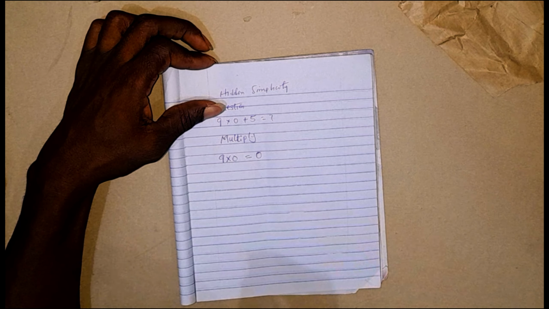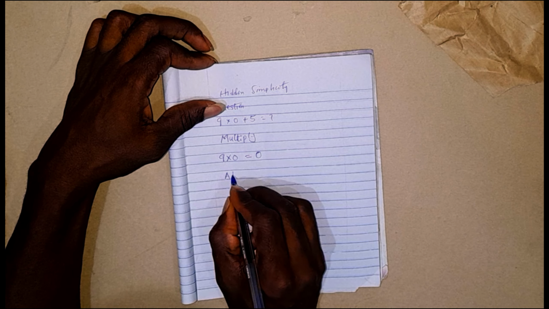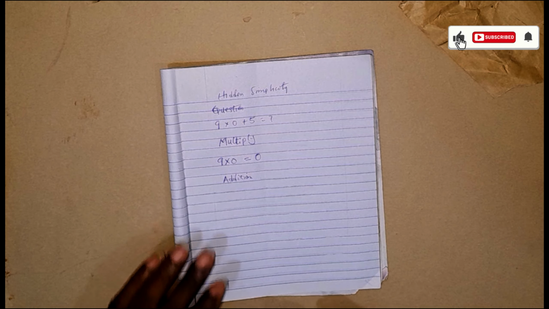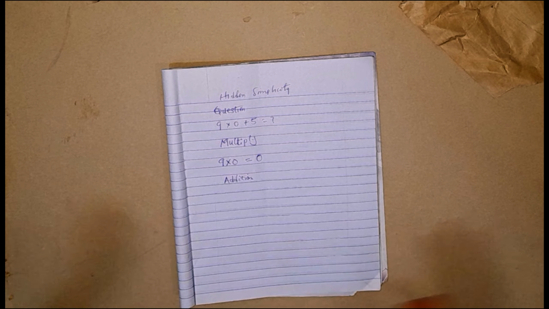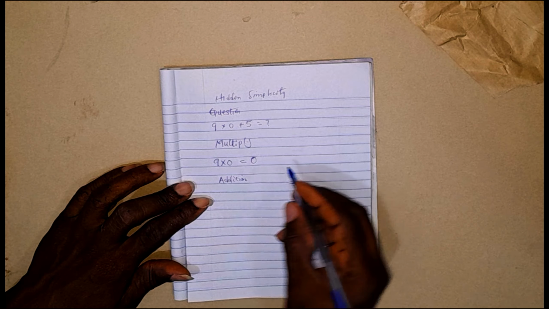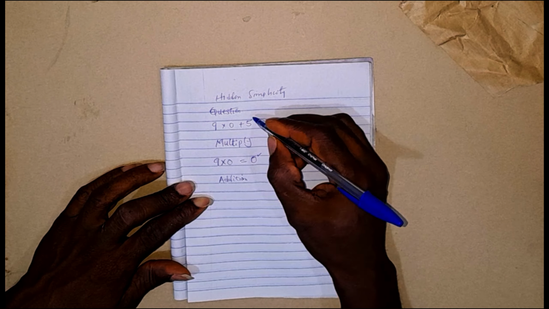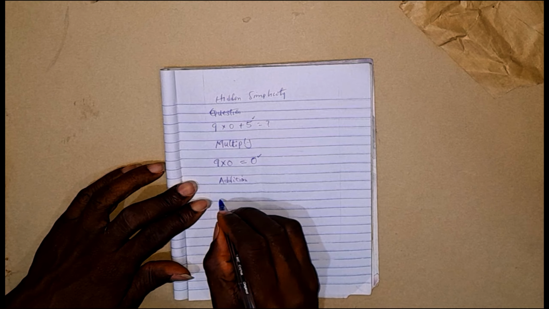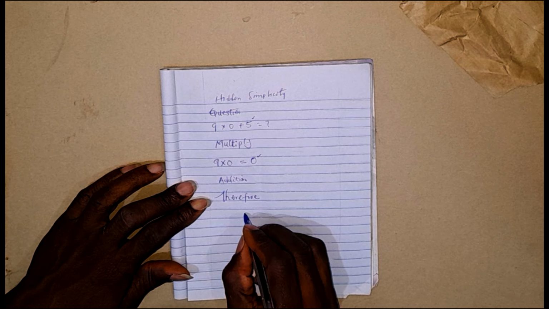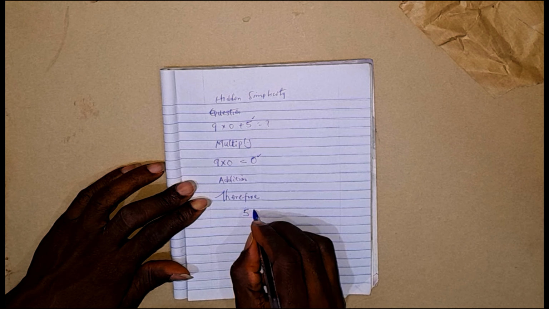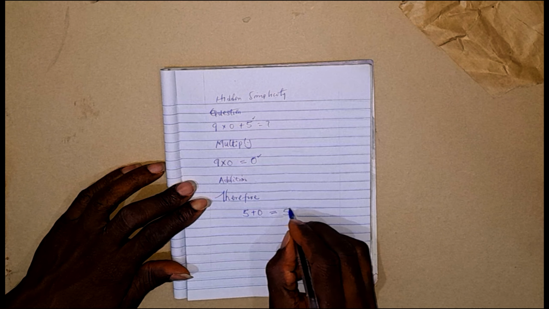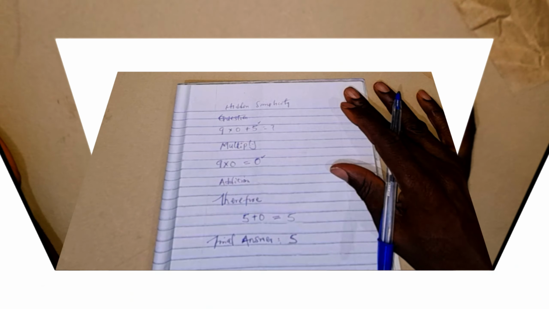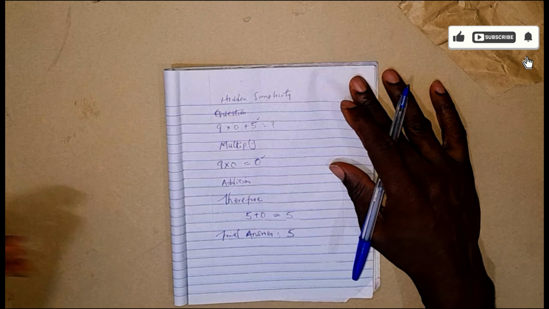Now the next step to follow is addition. This is just simple math that most people fail if time is not taken. Now we have to add this to this. Therefore, we now have 5 plus 0, which will give us 5. Are you getting it? So we are moving on to the second question.